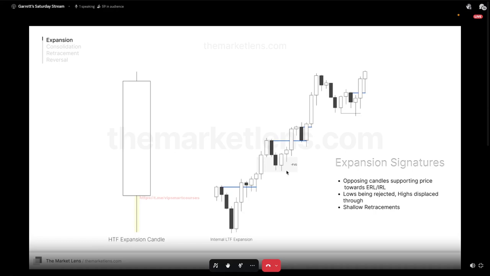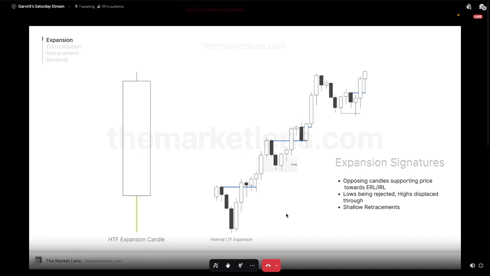In a bullish expansion, we want to see lows being rejected and highs being displaced through. So as you see, we reject this low and we're displacing through the highs. And we also want to see shallow retracements. This is a big one, right? Because this is also how we can identify low probability conditions, or we can use that as an invalidation point, right? We don't want to see price retrace all the way down here into OTE. I think OTE personally is an invalidation.